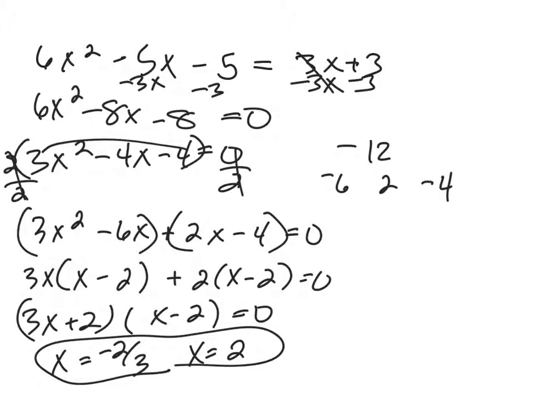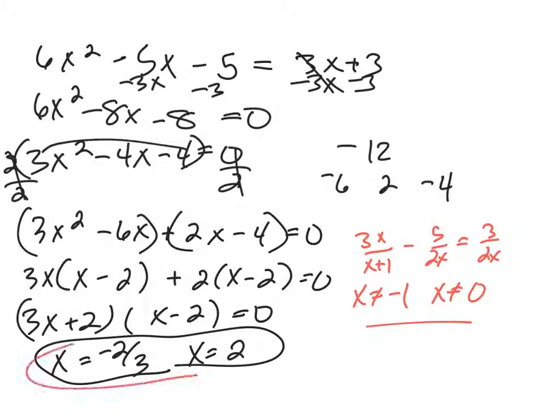Okay, we have to go back and check our original problem. Be right back. My original problem was, I had to go find it, 3x over x plus 1 minus 5 over 2x equals 3 over 2x. So what can x not equal? X can't equal negative 1 and x can't equal 0. So both of those work because they're not negative 1 or 0. So there are no extraneous solutions.